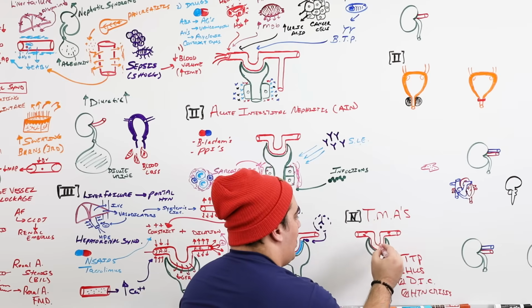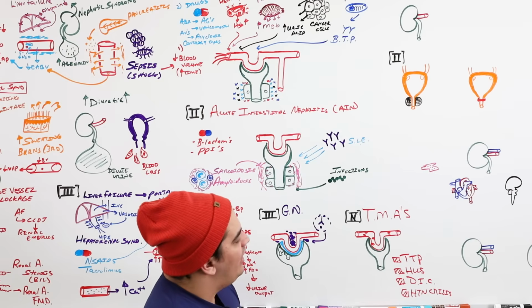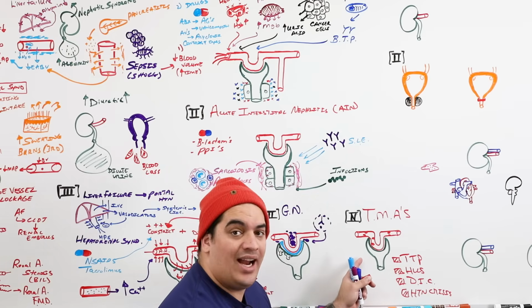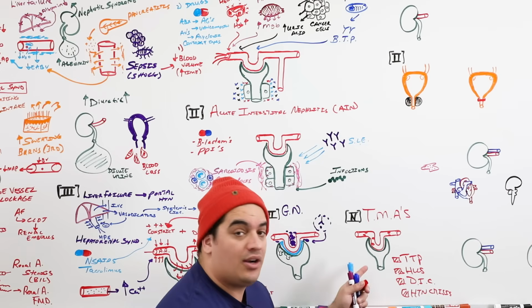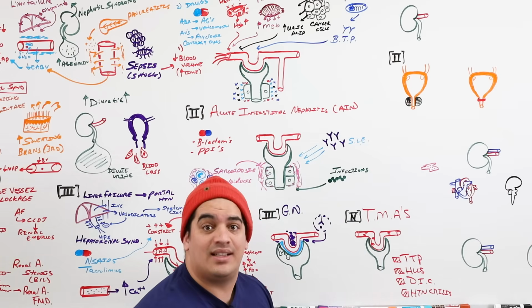So a lot of thrombi that deposit inside of the afferent arteriole and the glomerulus, and it really causes a lot of inflammation and damage to structures within this area. And this can lead to a reduction in glomerular filtration rate. Sometimes this can also be seen in conditions like vasculitis as well.